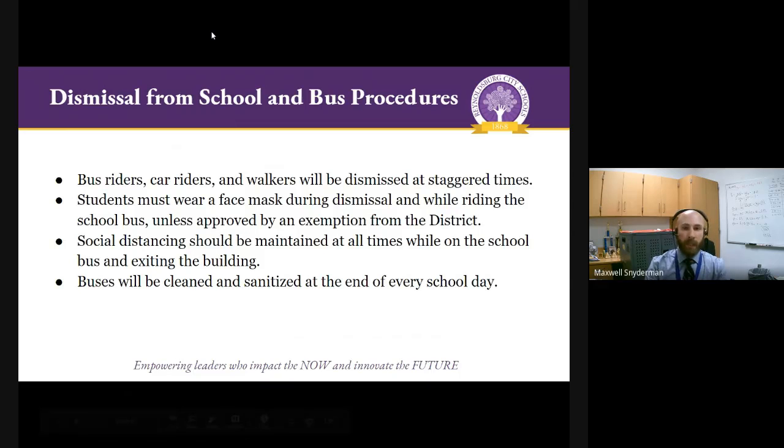When students are being dismissed from school, as mentioned earlier by Mrs. Wilson, we are going to do those at staggered times. Bus riders, car riders, and walkers will be dismissed at different times at the end of the day. Students must wear a face mask during dismissal and while riding the school bus unless approved by an exemption from the district. Social distancing should be maintained at all times while on the school bus and exiting the building. The buses will be cleaned and sanitized at the end of every school day.